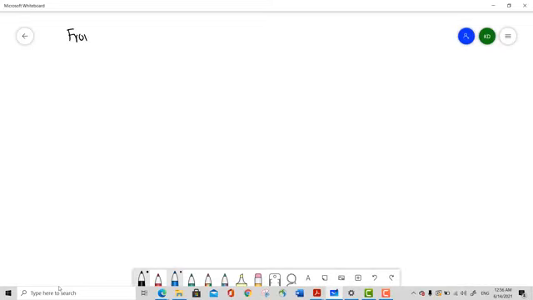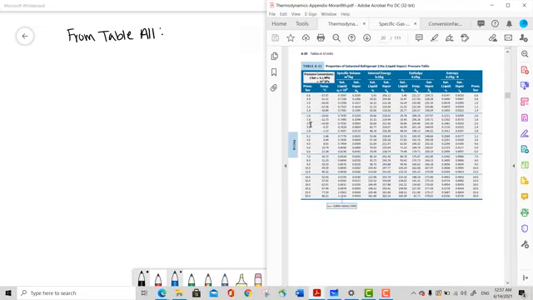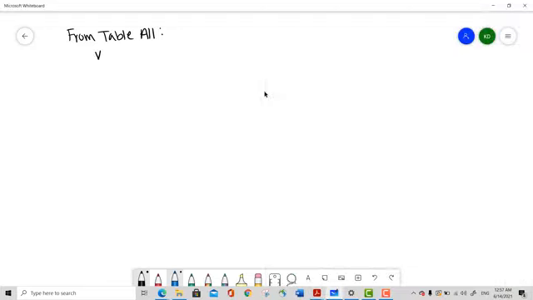So from table A11, because it's refrigerant 134. And we know that at a pressure of 2 bar, we also know that it's saturated vapor, so we can come right over here and pull up our V for saturated vapor. So we know that V1 equals Vg equals 0.0993 meters cubed per kilogram.